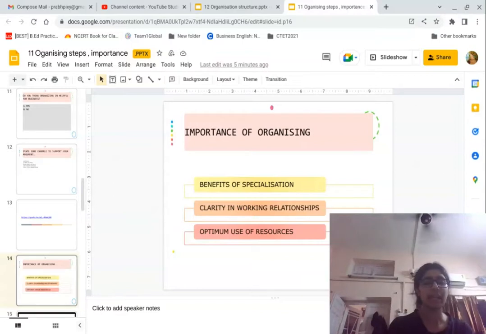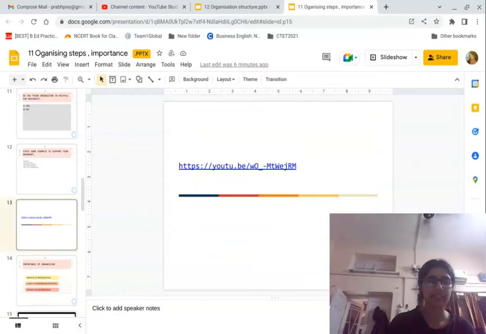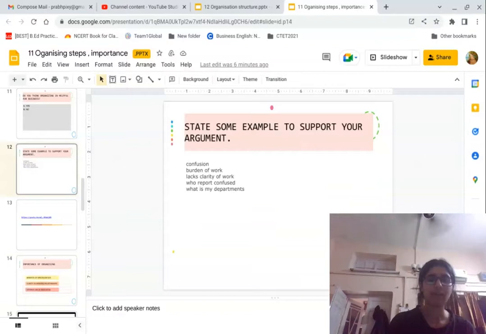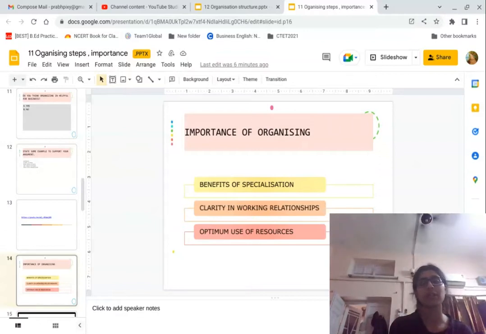Next is clarity in working relationships. Class, do you remember what will happen if there is no organizing? There will be lack of clarity of work, as well as who to report to, where to report. So if there is organizing, there will be clarity of working relationships. That means, very good, how much power I have, how much authority I have, whom I need to report to, what I am accountable for. So that is basically the working relationships.